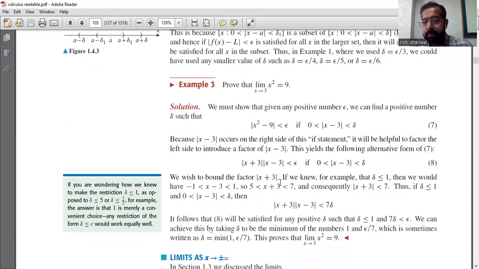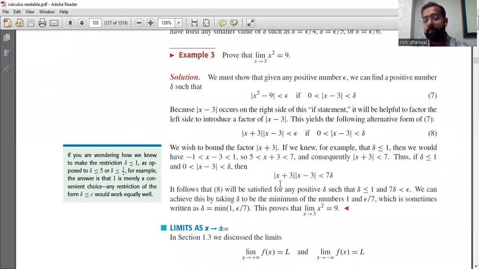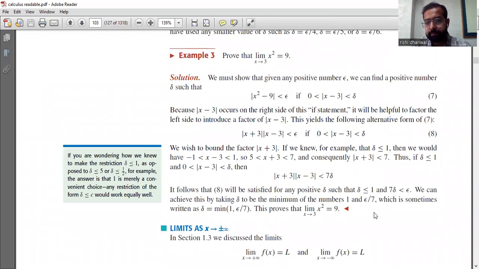Then for mod x plus 3, if we knew, for example, delta less than or equal to 1, then we would have minus 1 less than x minus 3 less than 1. This implies 5 less than x plus 3 less than 7. And consequently, mod x plus 3 is less than 7. Thus, if delta is less than or equal to 1, then mod x minus 3 less than delta implies mod x plus 3 times mod x minus 3 is less than 7 delta. This implies 7 delta is less than epsilon.